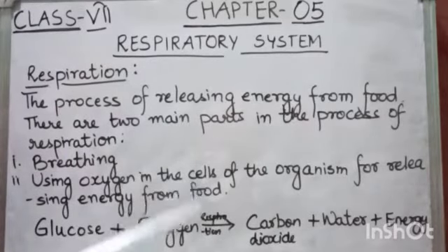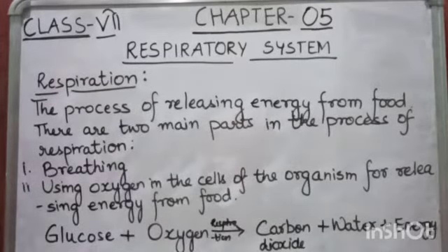Okay, so we can better understand it using this equation. Glucose is the food, and oxygen is the gas that we take in. And respiration in the cells, what does it give out? It gives out carbon dioxide. Carbon dioxide is the gas that we give out, that we exhale. But exhaled air also contains water or water vapor, okay, plus energy. So this is the chemical equation. Now let us learn in detail what is the process of respiration.